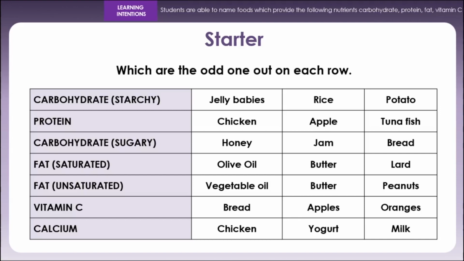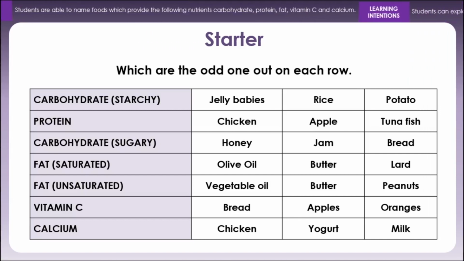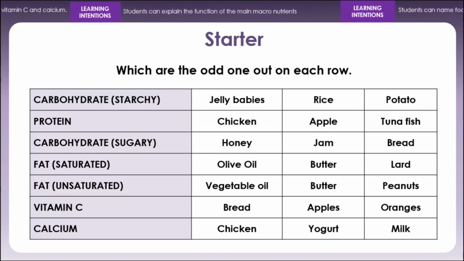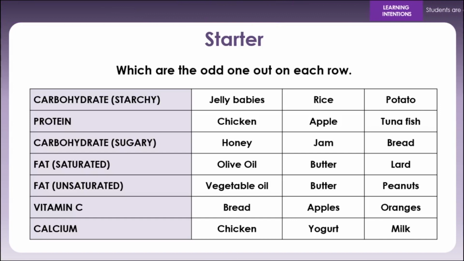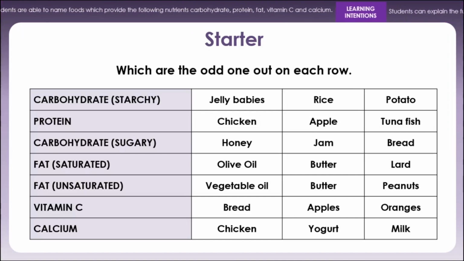Which one's the odd one out of vegetable oil, butter and peanuts on unsaturated fat? So which one's the odd one out in there? For vitamin C, what naturally has vitamin C? Does bread naturally have vitamin C? Do apples naturally have vitamin C? Do oranges naturally have vitamin C? Which one's the odd one out?